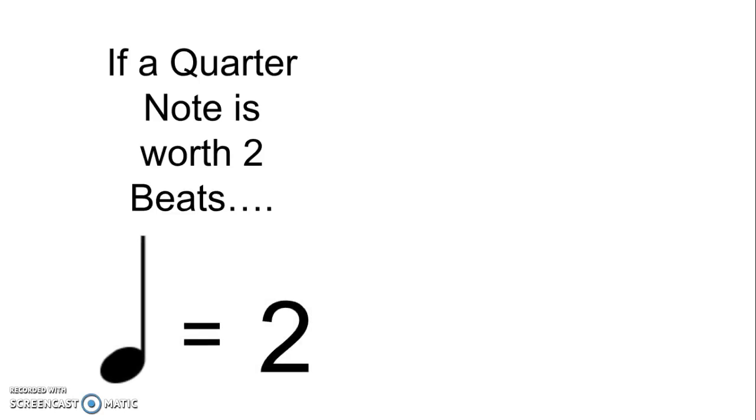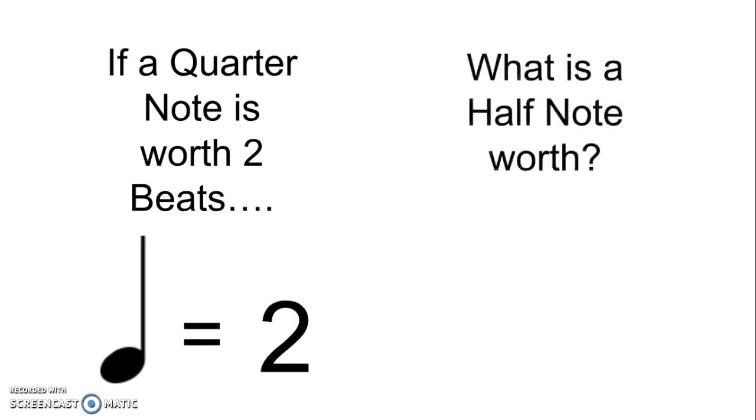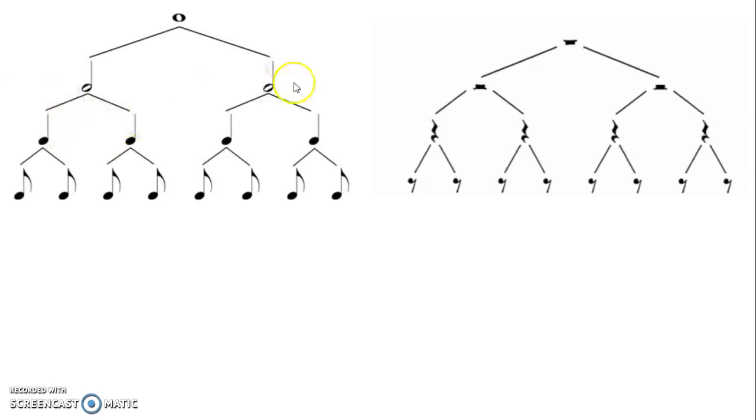If a quarter note is worth 2 beats, let's say, what would a half note be worth? Same process. Find your quarters, find your halves. This time quarters are worth 2. There are 2 quarters in your half. Add them together, 4. 4 in your half.